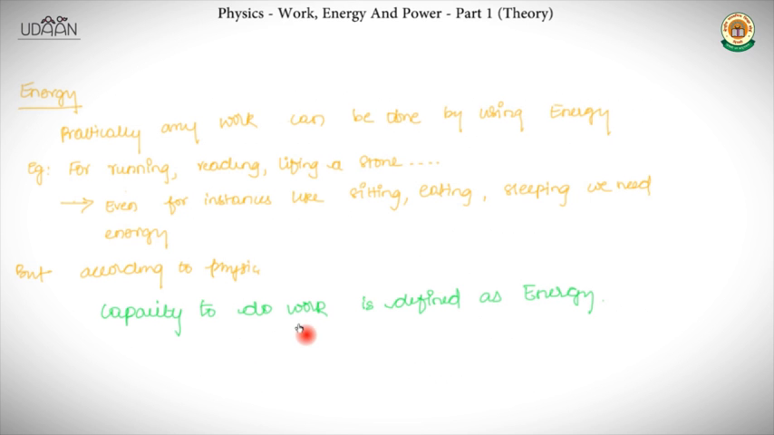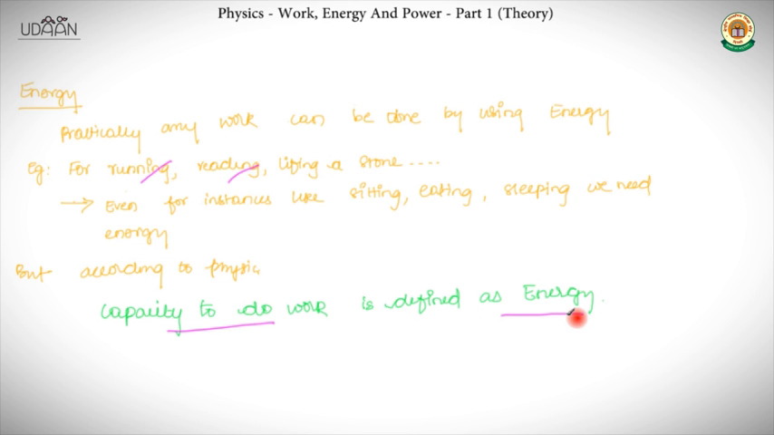Now we deal with energy. What is energy? Practically any work can be done by using energy. For example, running, reading, lifting a stone. Even for things like sitting, eating, sleeping, we need energy. But according to physics, the capacity to do work is defined as energy. Energy is a quantity that can be converted from one form to another but cannot be created nor destroyed. The total energy, that is the sum of energy present in all forms, always remains the same. No exception has been found up to now.